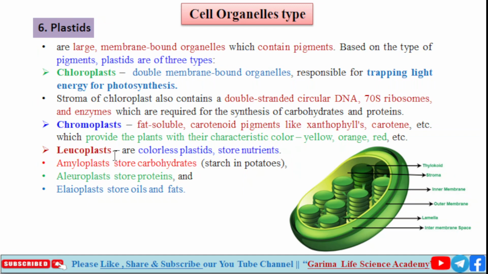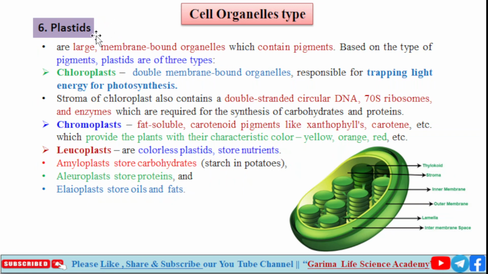Third class is leucoplast. Leucoplasts are colorless plastids and they store nutrients only. There are three subclasses of leucoplast: first is amyloplast, second is aleuroplast and third is elaioplast. Amyloplast stores carbohydrates, like starch in the case of potato. Aleuroplast stores proteins and elaioplast stores oils and fat.